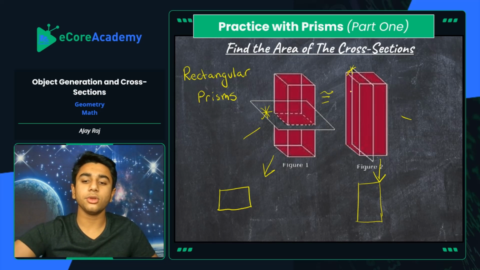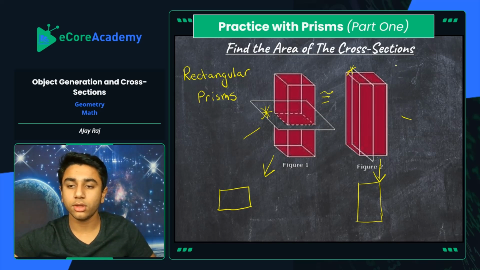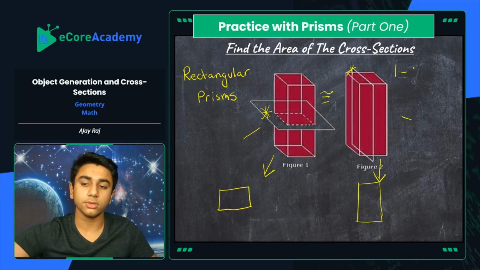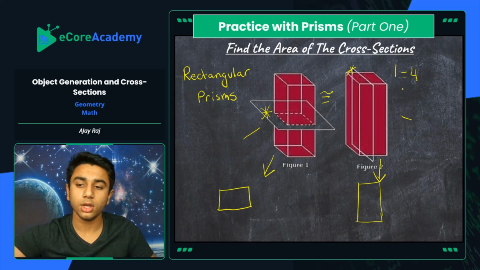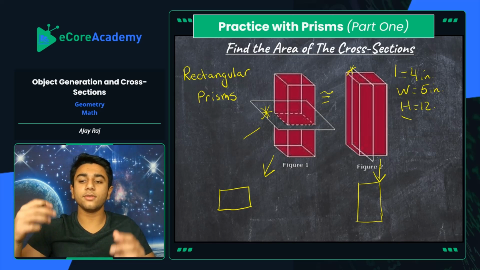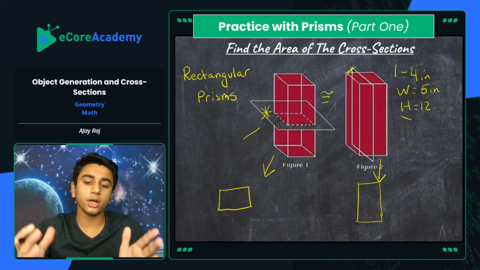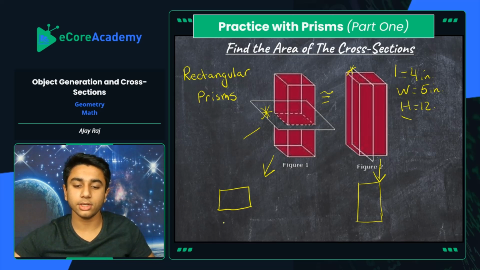So I'm going to give you some information. The length of these two prisms is going to be 4 inches. The width of these prisms is going to be 5 inches, and the height is going to be 12. So we've given ourselves the dimensions of the volumes of these prisms, but now we're given cross sections, and we have to actually calculate the areas of each of these separate cross sections.